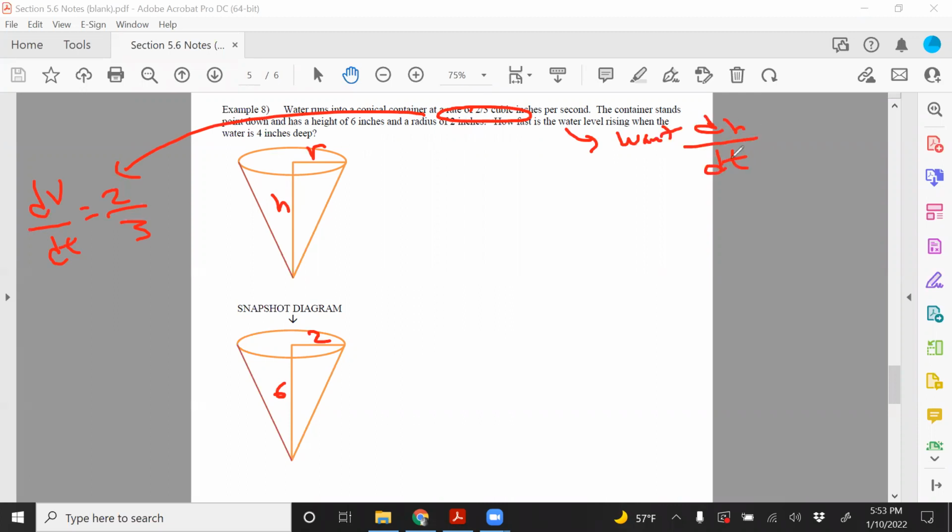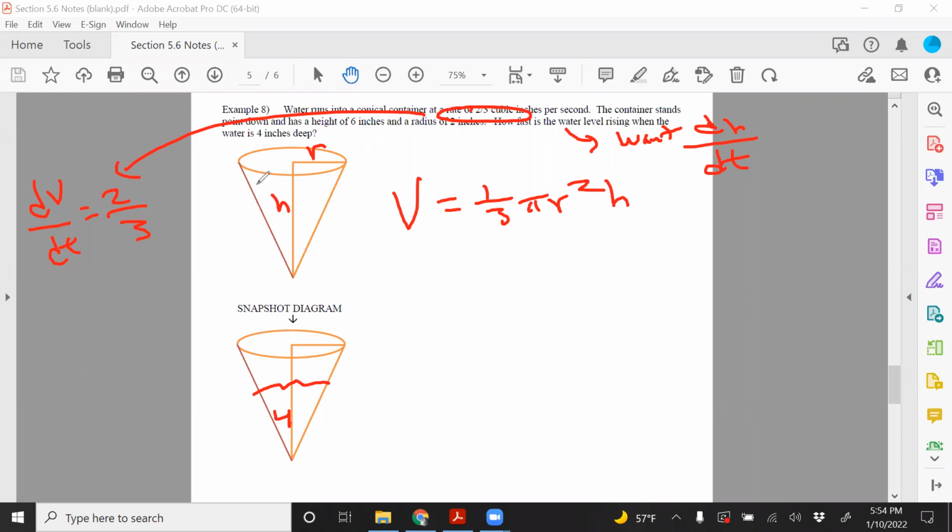Now, since it's a cone, volume of a cone, in case you forgot, is 1/3 pi r squared h. Don't worry if you can't remember it, I'll give that to you. The issue is that we have two variables, r and h, and I don't want to worry about dr over dt. And actually my snapshot is a little bit incorrect. It's actually when the water is 4 inches high.